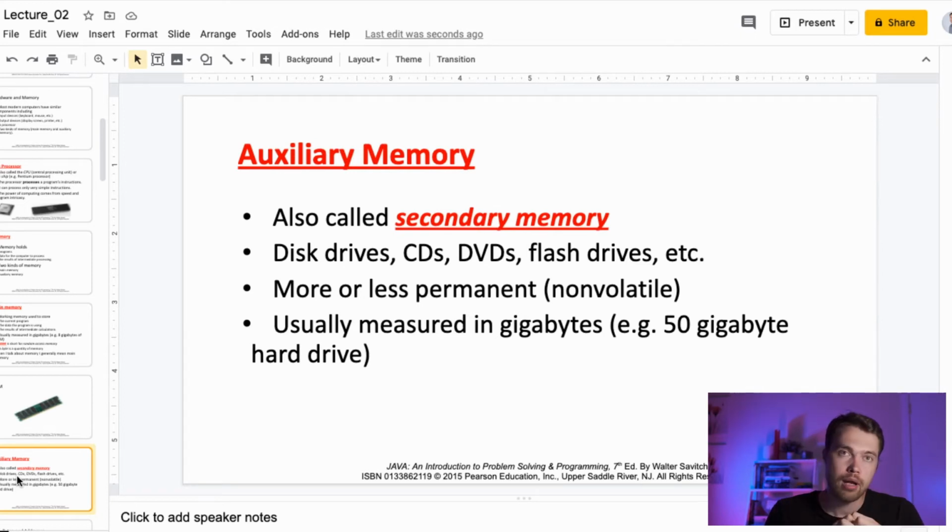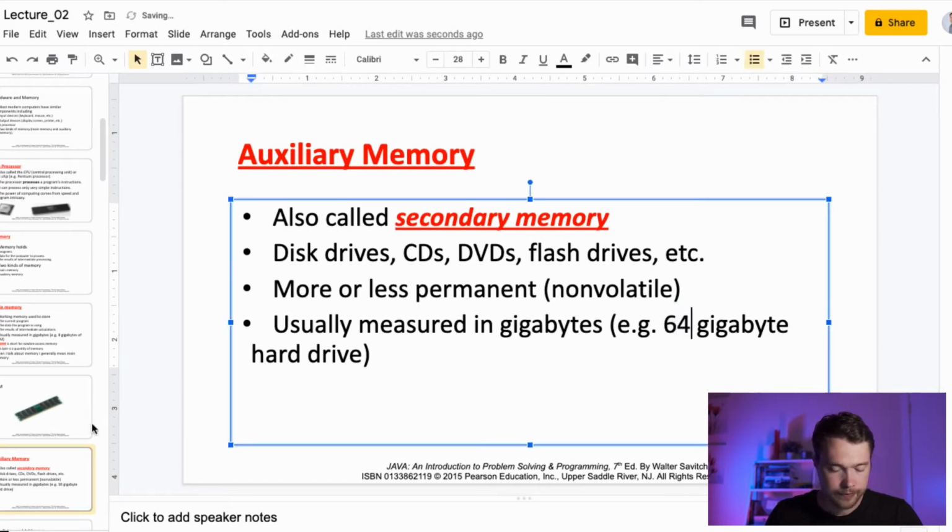However, main memory is considered to be volatile, which is kind of the opposite. Something is stored there automatically. You don't really know how it's being done, but the operating system handles that. And then when you turn off your computer, the whole thing is wiped out. Secondary storage is more or less permanent, usually measured in gigabytes, usually a power of 2, let's say 64 gigabytes.